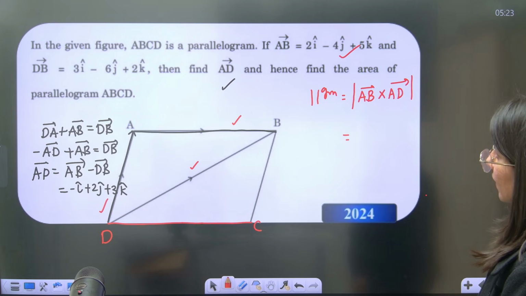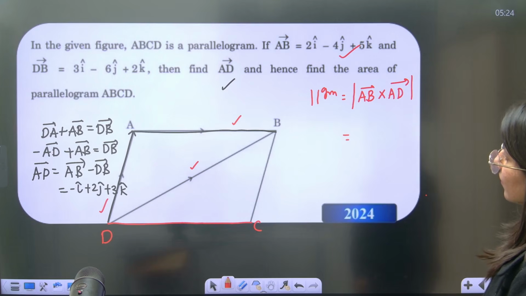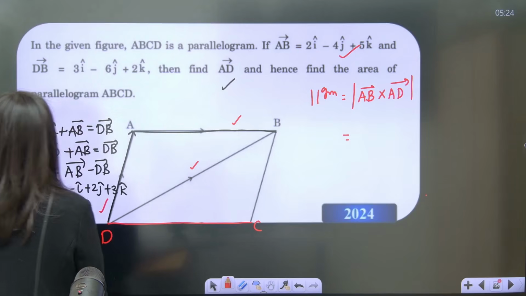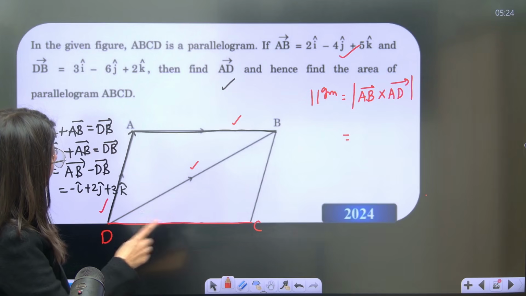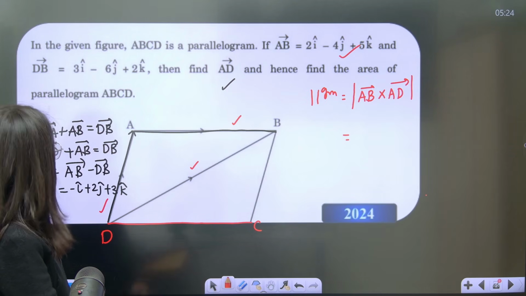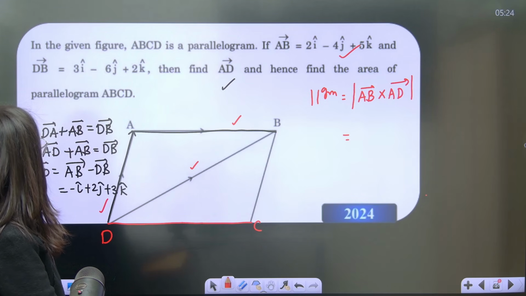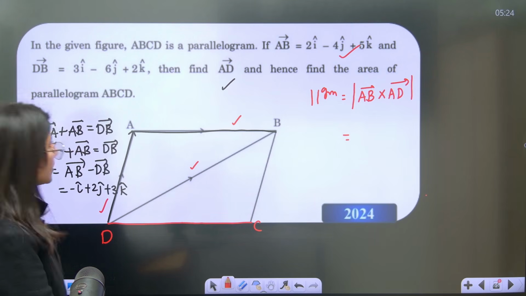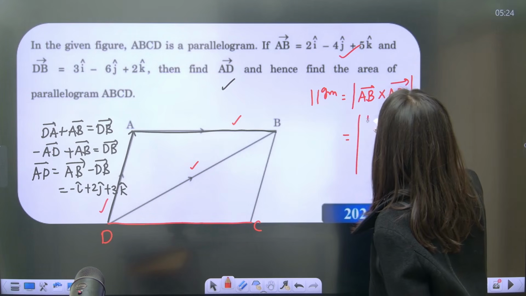Oh, oops, sorry, I have written a DA vector. So this is minus AD. AD is minus i. So DA plus AB is equal to DB. This is absolutely right as per the diagram. Minus AD plus AB is equal to DB. AD will be AB minus DB. That is correct. That is so true. This I am absolutely right. Okay, the answer key is wrong.